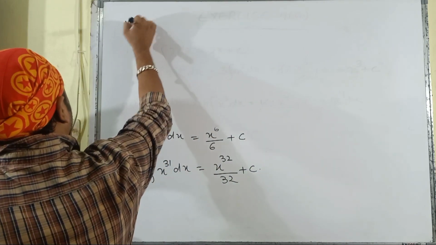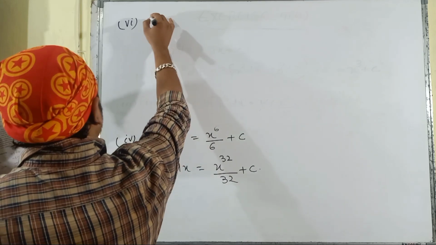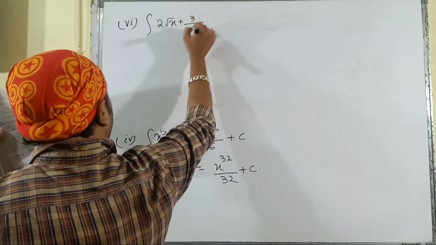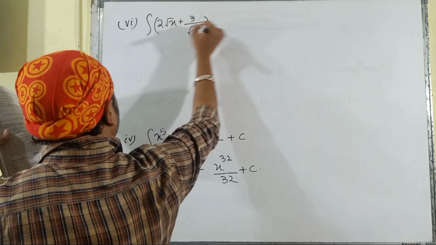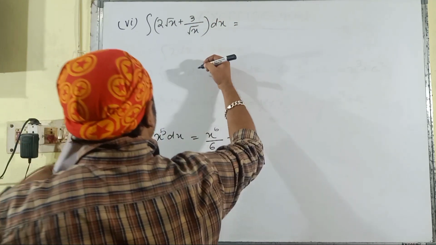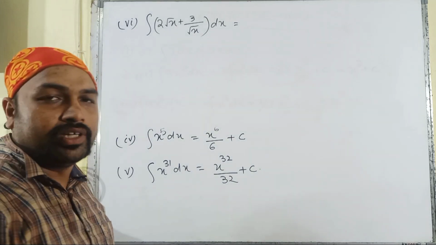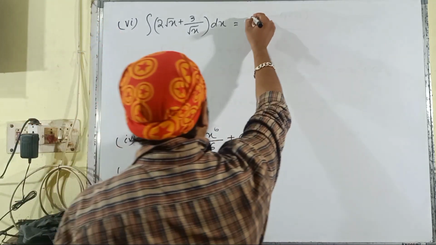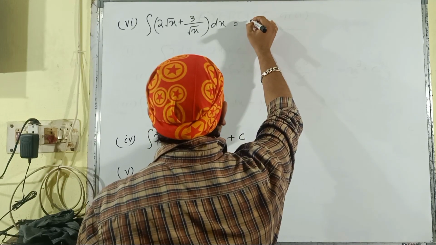So here it is the sixth bit of number 1. Integral of 2 root x plus 3 divided by root x with respect to x. Just applying the algebra of integration, integral of f of x plus g of x will be integral of f of x plus integral of g of x.